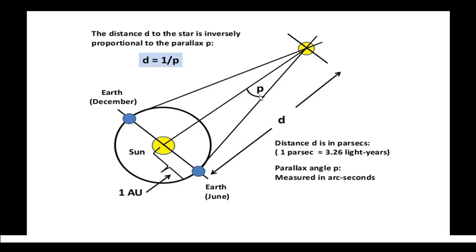So you can calculate angle by the equation angle is equal to arc by radius, isn't it? So here angle is equal to P, arc is 1 AU and distance is D. So P is equal to 1 by D, or from that you can calculate D as 1 by P. So the distance D to the star is inversely proportional to the parallax.